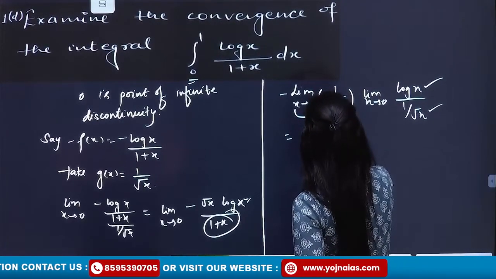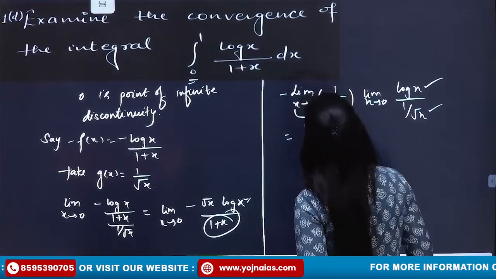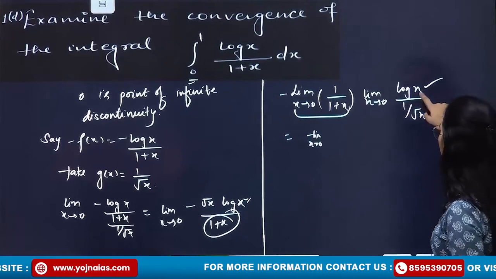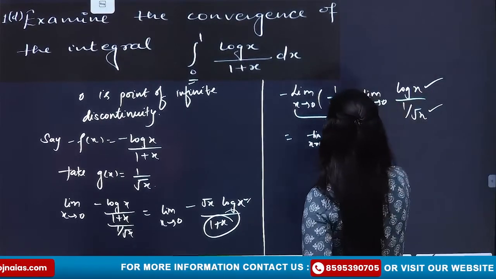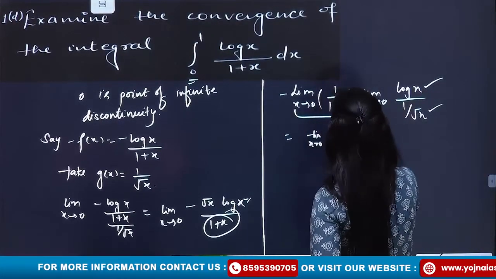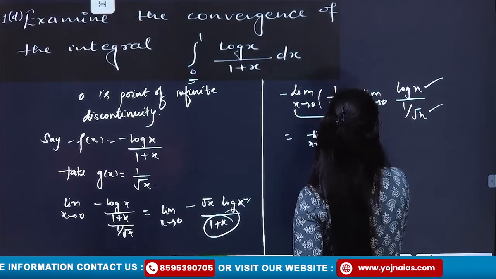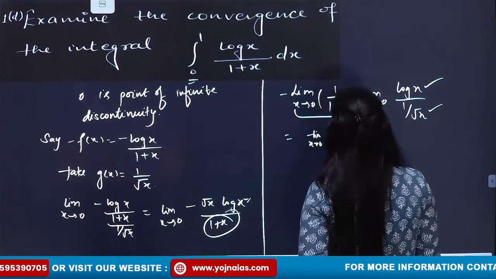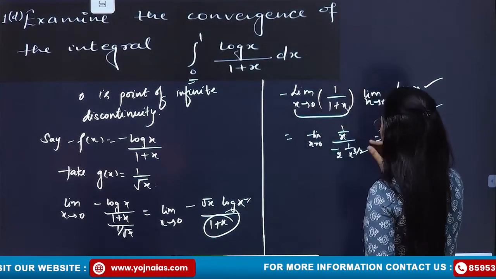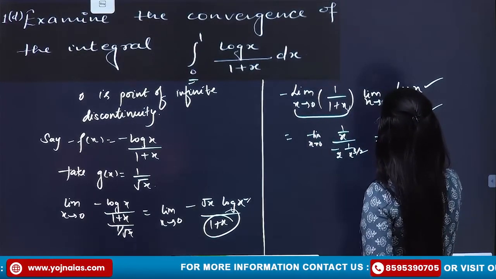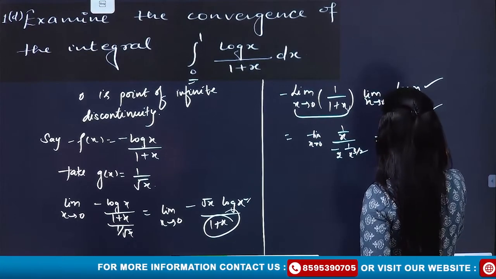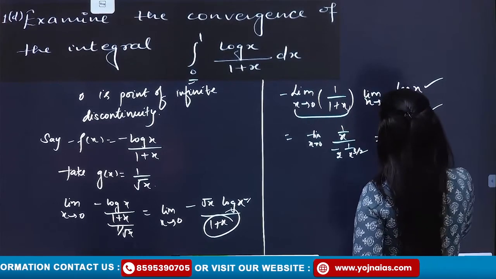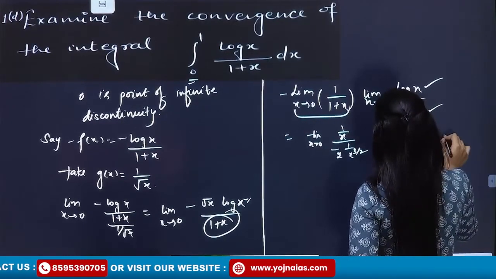The limit as x approaches infinity. If it is infinity by infinity, then can I apply L'Hopital's rule? If we apply L'Hopital, the numerator is going to be 1 by x, and in the denominator we would have minus 1 by x raised to the power 3 by 2. The derivative, the second one, the limit as x approaches infinity, minus minus would go to x, and that is 0.